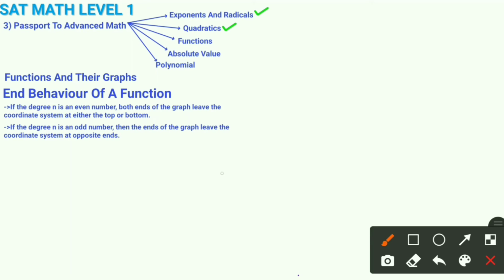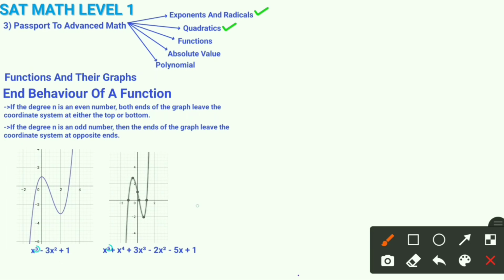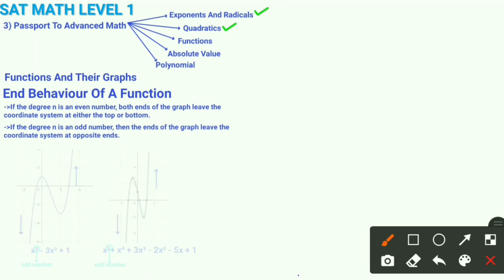If the degree n is an odd number, then the ends of the graph leave the coordinate system at opposite ends.